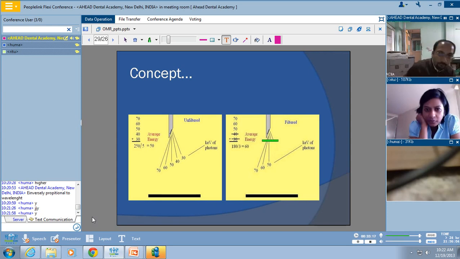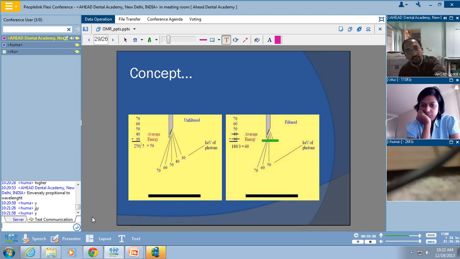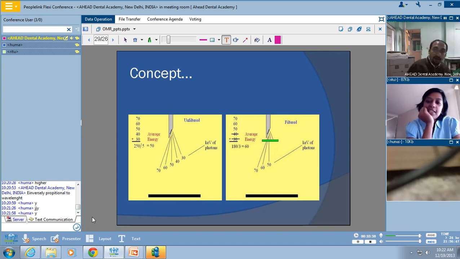So what is actually happening? Supposing we have five X-rays of different energies, 30, 40, 50, 60, 70, coming out of the X-ray tube. We just total it, it comes out to be 250 by 5. So the average energy is 50, right? Now what does a filter do? A filter removes X-rays of lower energy. So 30 and 40 will get filtered or absorbed by the aluminium. The quantity of the X-rays will get reduced. Instead of 5 X-rays, now we have only 3 X-rays. If we do the average, 70 plus 60 plus 50, what is the average energy now?